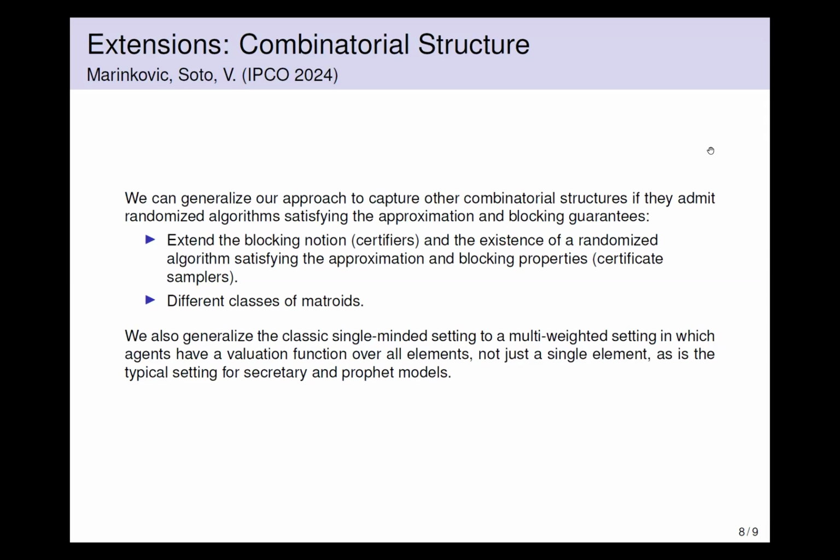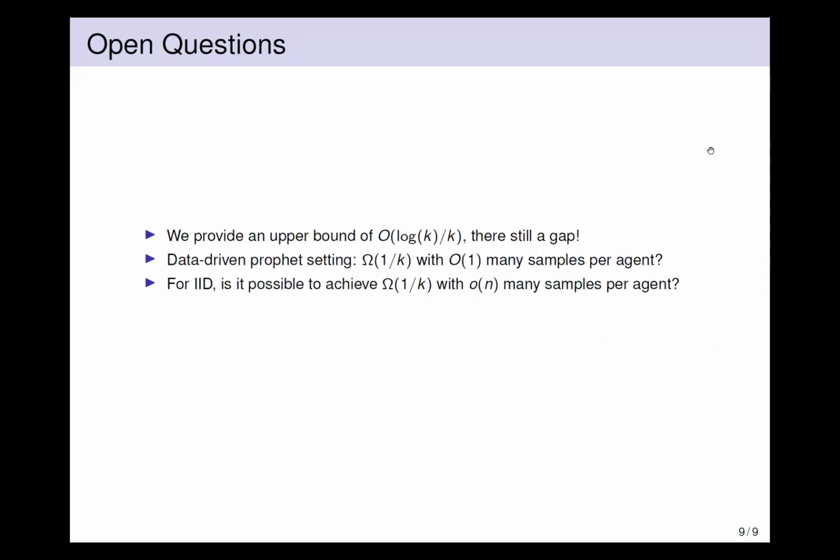Good. And finally, let me mention a few questions that I identified when writing down the presentation. First, we also provide an upper bound of log k over k. So there is a gap. The upper bound works even for the IID setting. It is not a huge gap, but there is some room. What is the answer? I have no idea, to be honest.